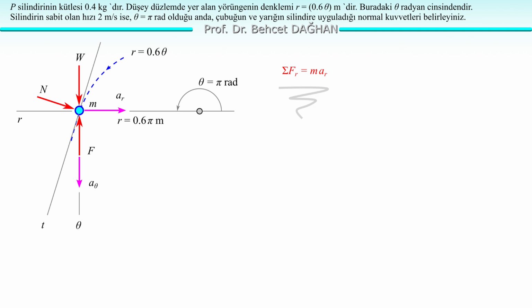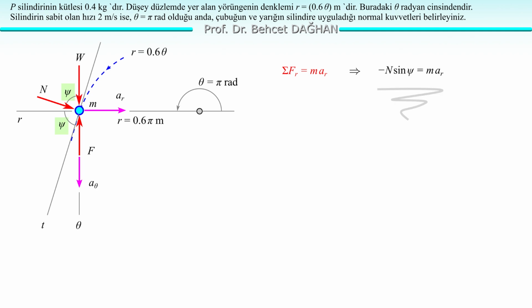Let's apply it on the r-axis first. Total Fr equals MAR. There is only one force, N, that has projection onto the r-axis. The projections of the other two forces are zero. Therefore, we have a chance to find force N directly from this equation. Let's write it down.